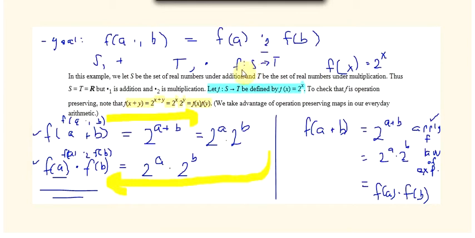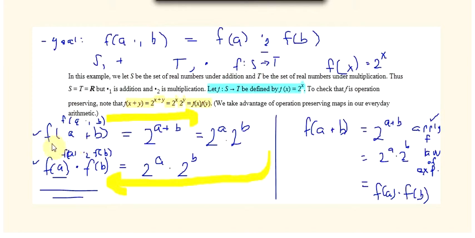Now we look at this map that goes from S to T, defined so that f of x equals exactly 2 to the x. In other words, whatever you give me as a real number, I'm going to give back to you as the exponent with 2 as the base. So I do a little scratch work here to convince myself that in fact this map is operation preserving.